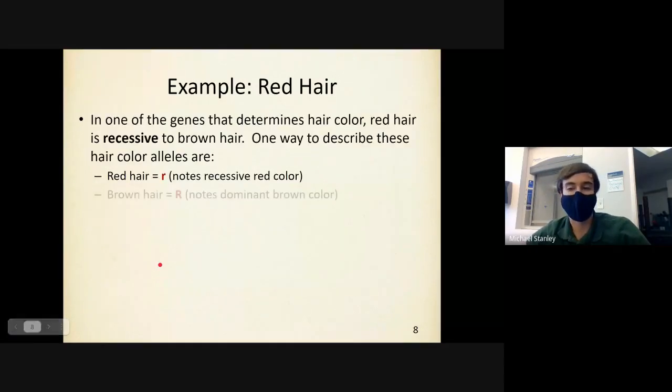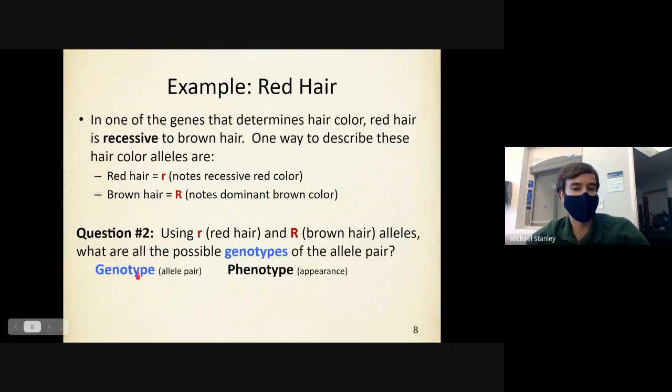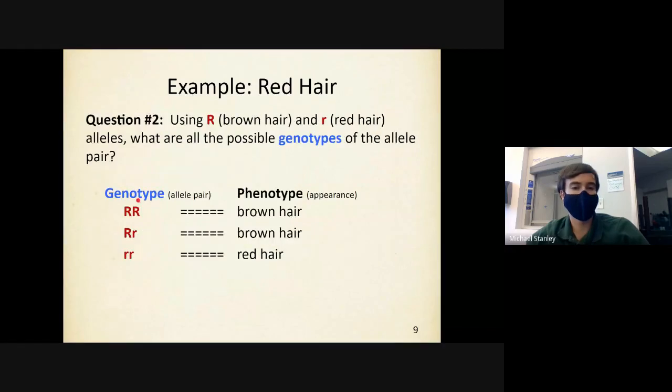Same thing like we talked about for hair color. So if brown is dominant and red is recessive, then if you get big R, big R, or big R, little r, you're going to have brown hair because you have at least one dominant allele. But if you have the 2 recessive, little r, you get red hair. So genotype is this allele pair, the letters. Phenotype is the appearance, what you can actually see about the person.